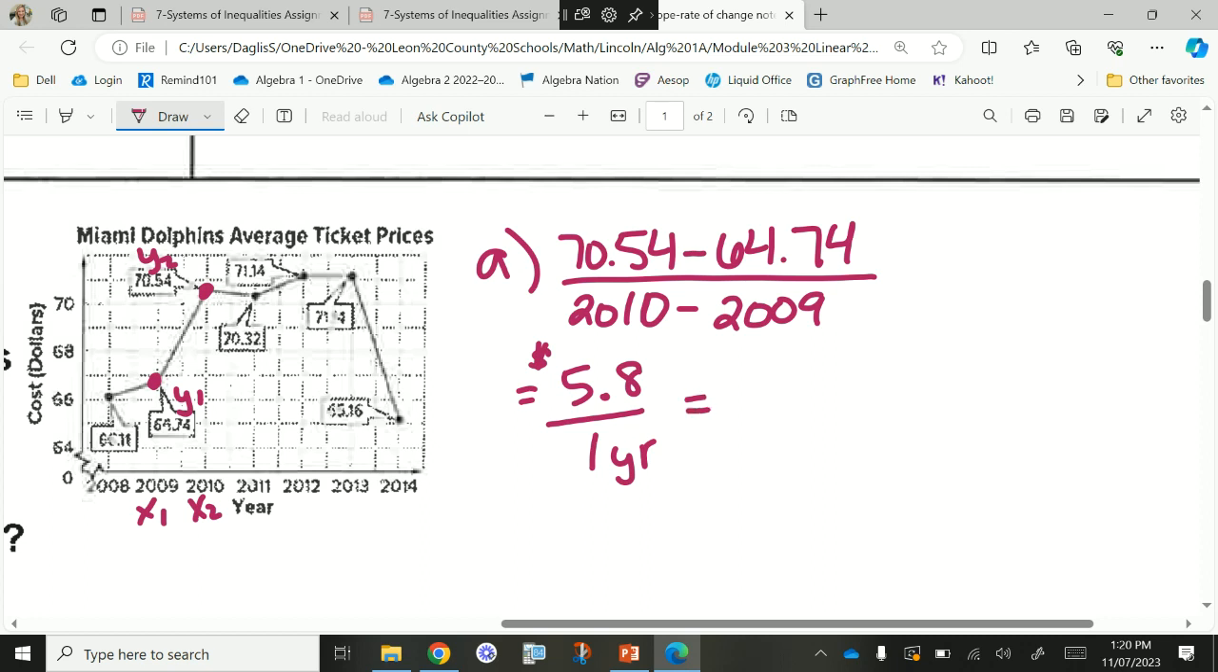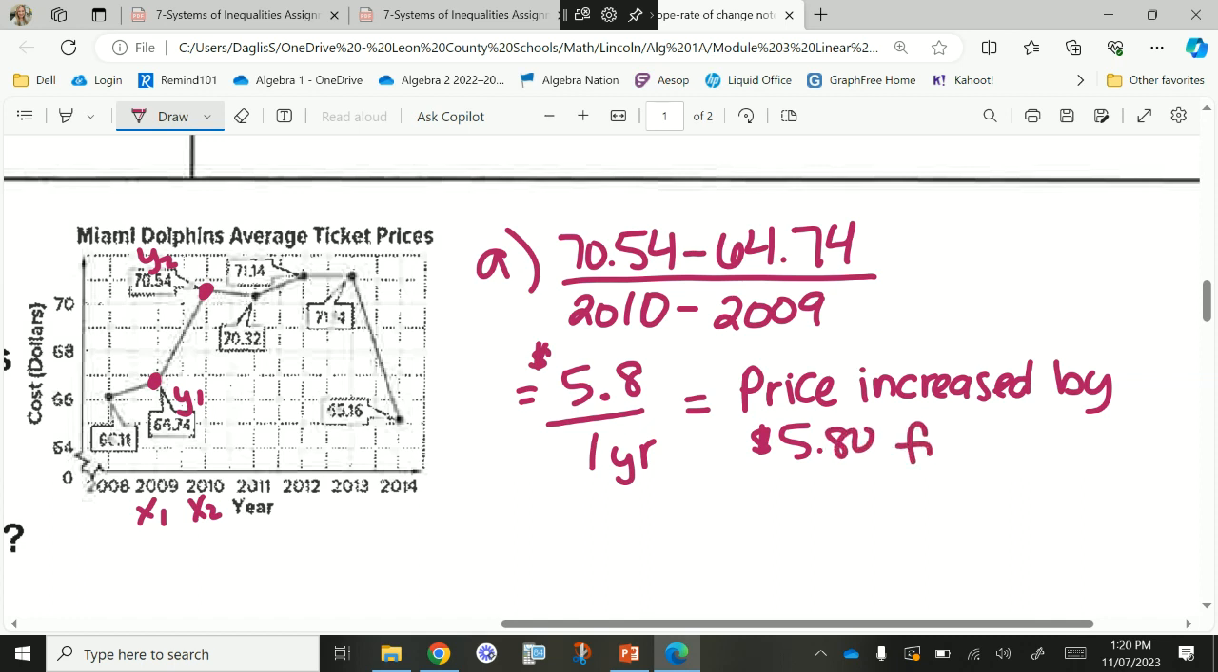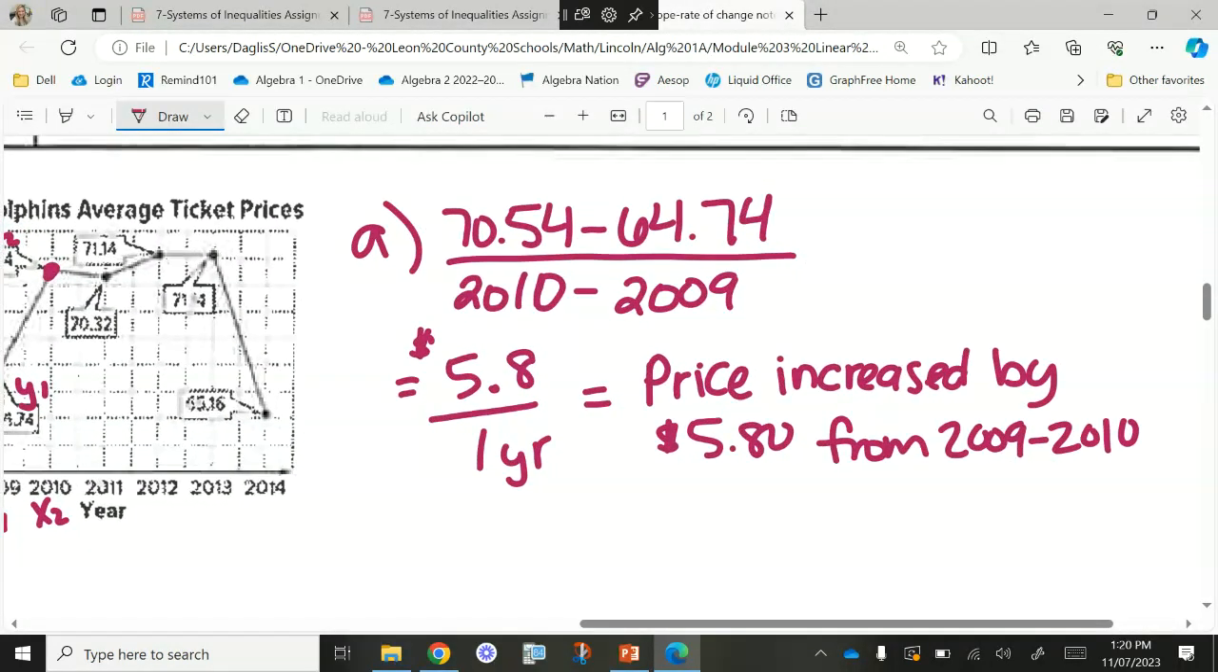So we're going to say the price increased. So it started in year 1, by $5.80, from 2009 to 2010. So our years were labeled for us. So it showed us in that 1 year the price went up.